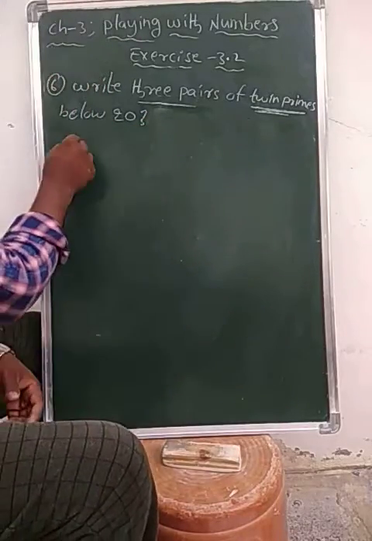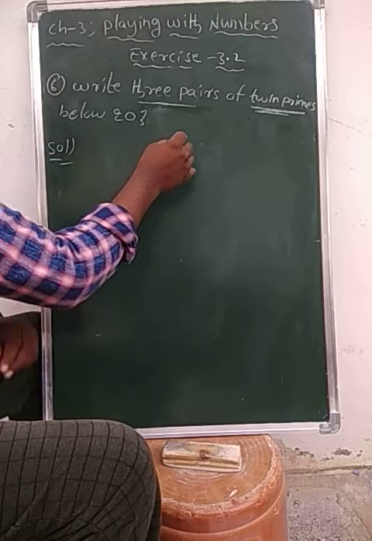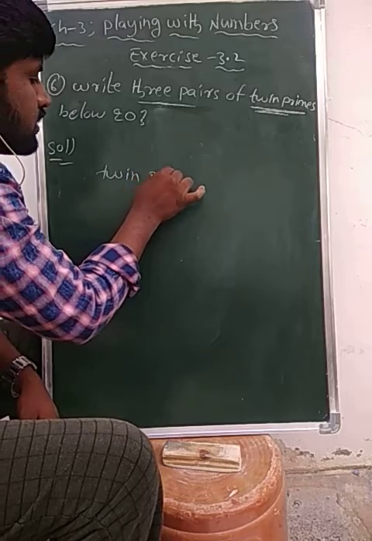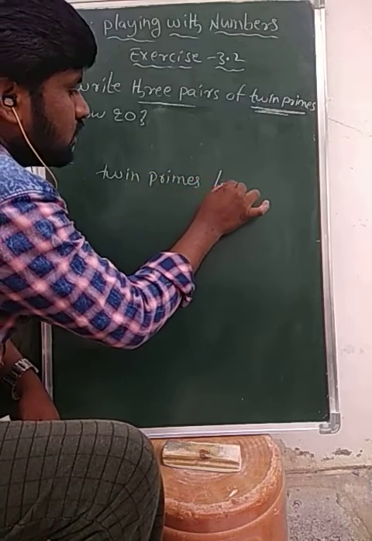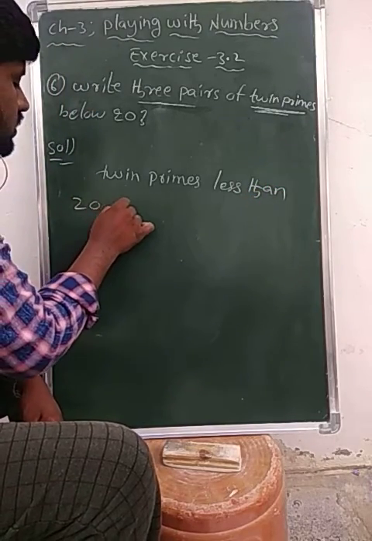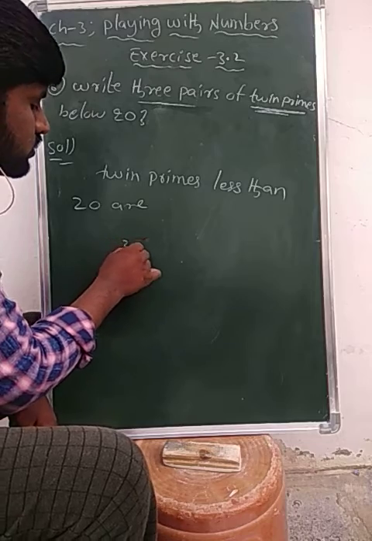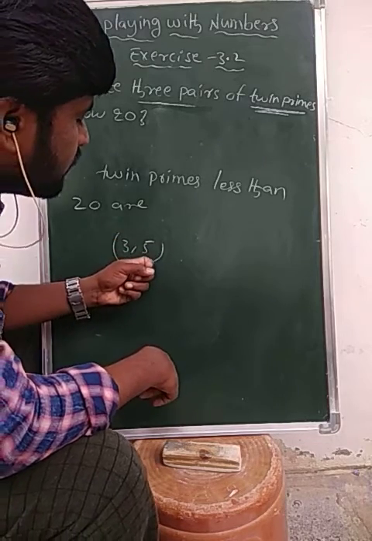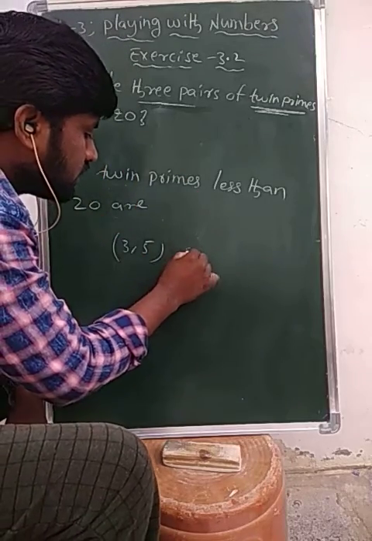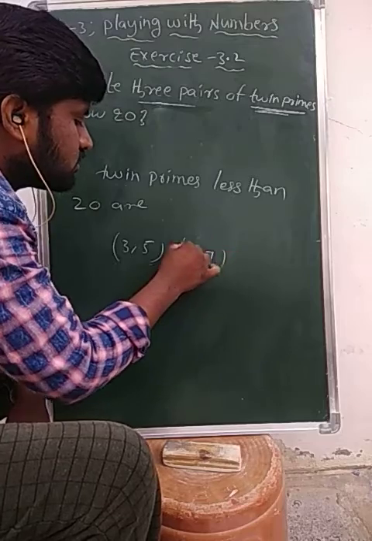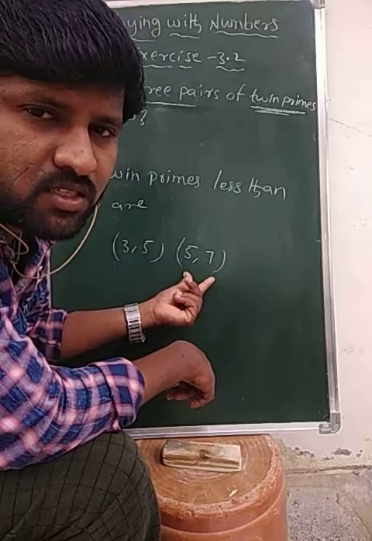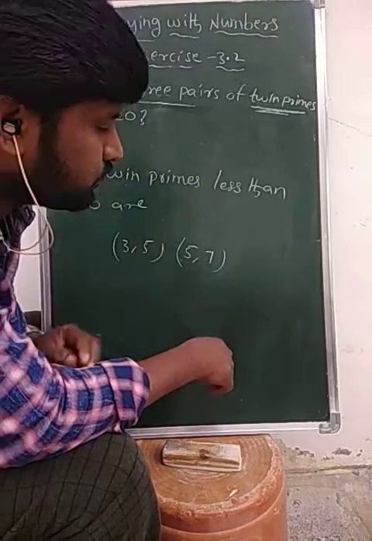Now I am writing the twin primes less than 20. They are 3, 5. 3 and 5 are prime numbers. Their difference, 5 minus 3, is 2. And like that 5, 7. 5 and 7, these two are prime numbers. Their difference, 7 minus 5, is 2.